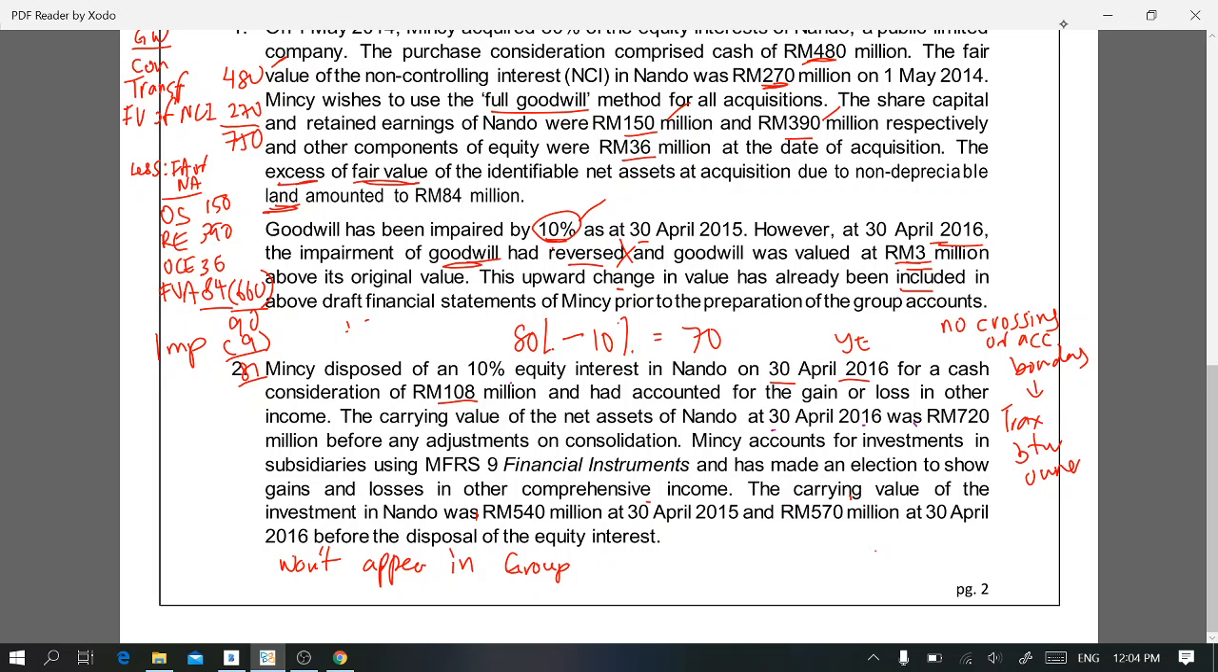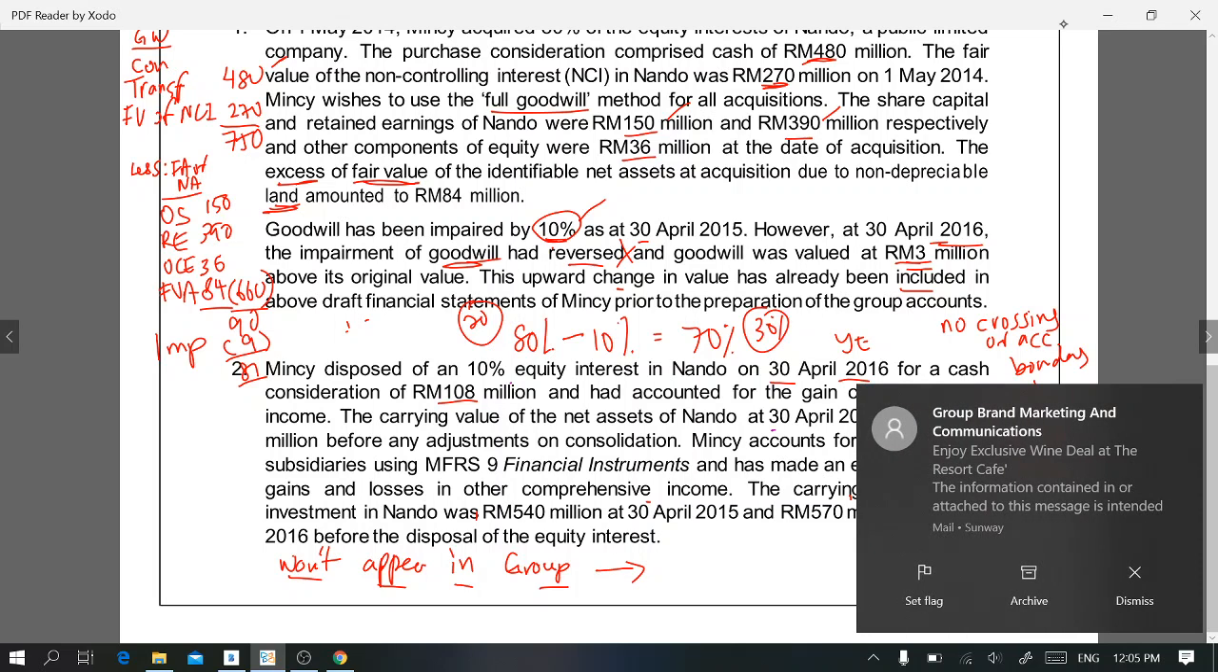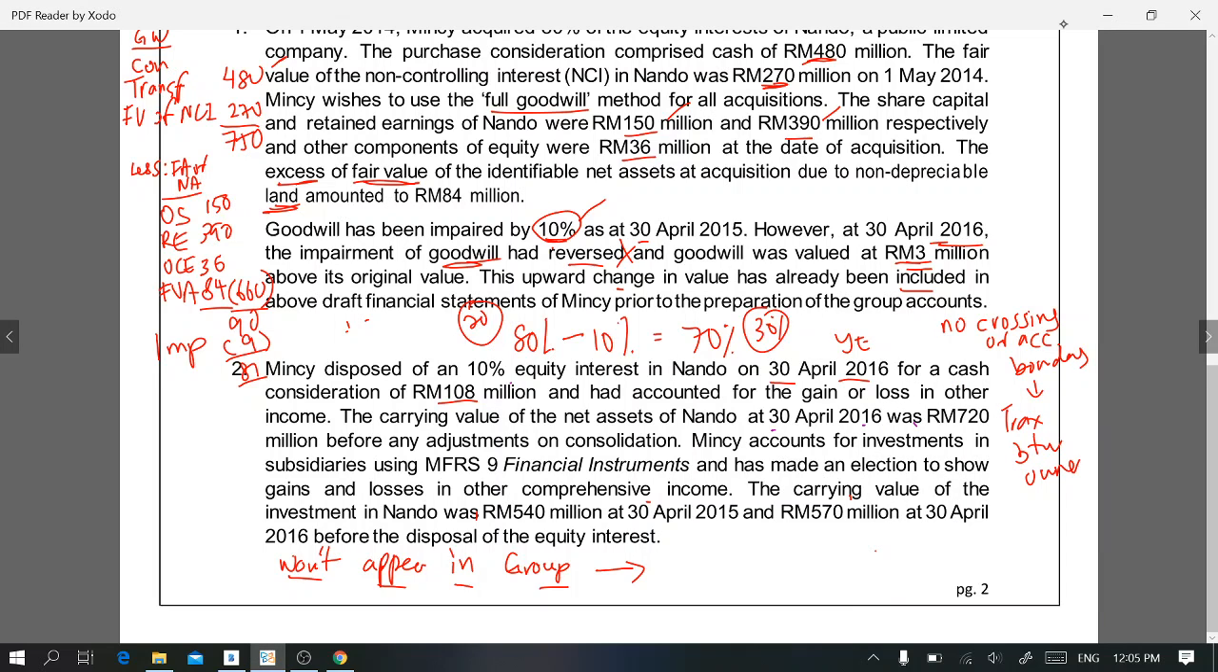This is purely a transaction between owners. Transactions between owners means my NCI is 20% and now NCI becomes 30%. So I got more NCI. NCI is also an owner, so we sell 10% to another owner. It is a transaction between owners. So we know that with transactions between owners, any gain or loss won't appear in the group account, but it will appear in the SFP under parent's adjustment in parent's equity.